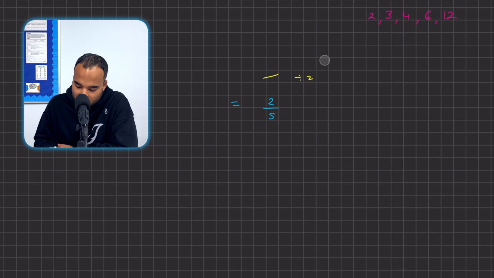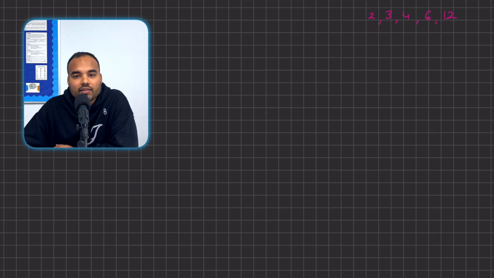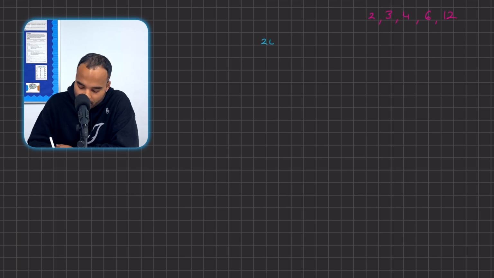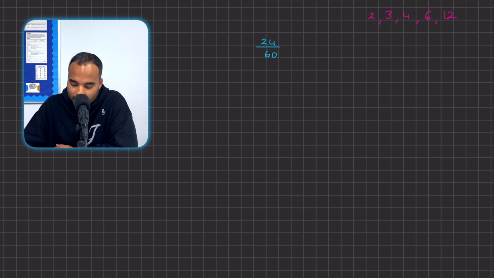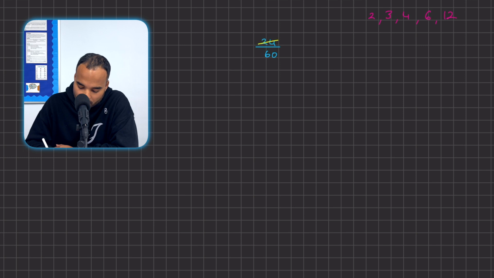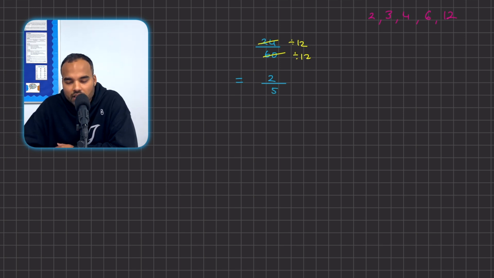Let's go back to 24 over 60. And this time, remember we said that 12 was the largest number that went into both 24 and 60. If we divide both the numerator and the denominator by 12, I wouldn't need to simplify any further. So if I cross that off and put divide by 12, cross that and put divide by 12, I do 24 divided by 12, which is 2, and 60 divided by 12, which is 5. Wherever possible, always choose the largest number that goes into both the numerator and the denominator. And to recap, this is now in its simplest form because the only number that goes into both 2 and 5 is 1.